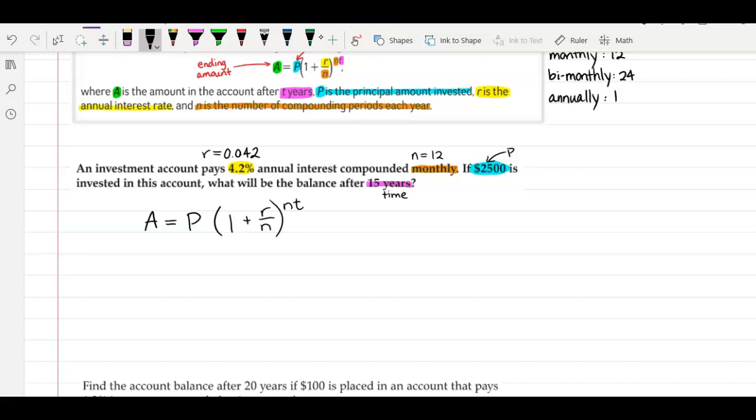So they give us all the information we need. Now we can take out the pieces of our formula and plug in the 4 pieces that we know. I'm going to take out R and put 0.042 in its place. I'm going to take out N and write 12. I'm going to replace t with 15. And finally, I'm going to replace p with 2,500.